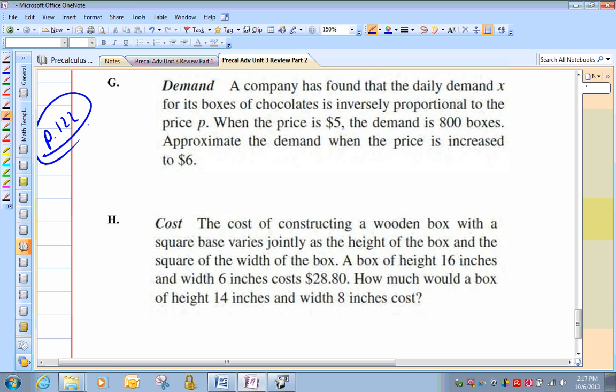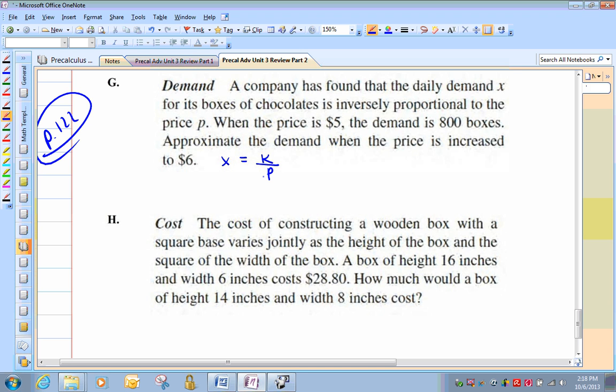This one is about demand. It says a company has found that the daily demand X for its box of chocolates is inversely proportional to the price. So I'm going to write X equals K over P, my little formula. And then I'm going to solve for K, and then I'm going to write my model, and then I'm going to use it if I want to find anything else.